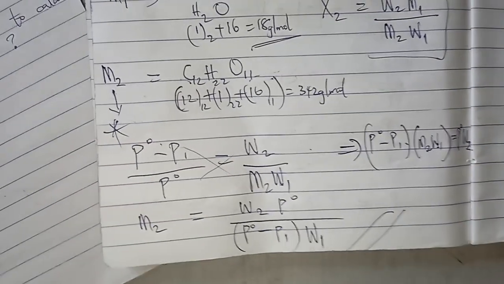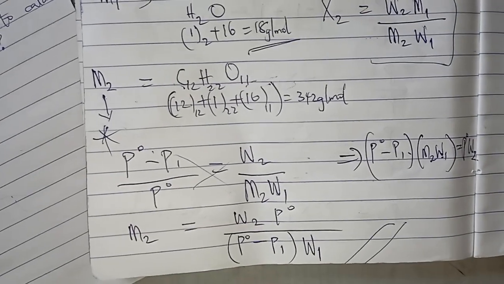So this is the formula you make use of to find the relative molecular mass of solutes when you are asked to use vapor pressure. Once we start solving questions, you will get to understand better.